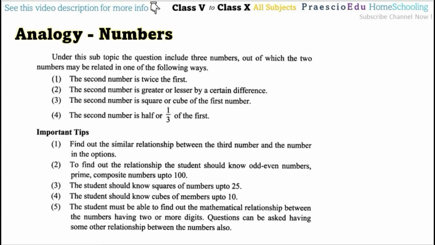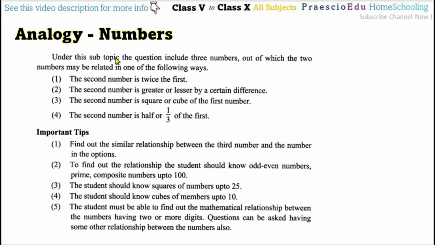Now analogy means what exactly? There is a group, and the relation between that group or that pair, the same relation we have to apply for the next pair or the next group. And as per this, the term which we have to find out, that term we have to choose from the given options or given alternatives.